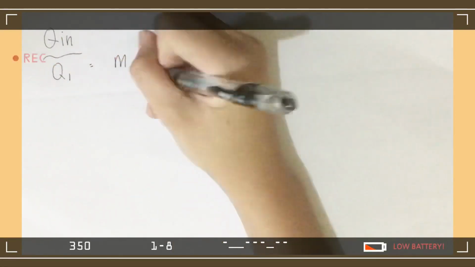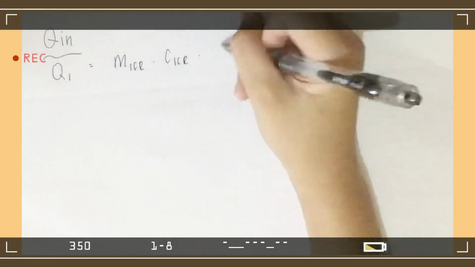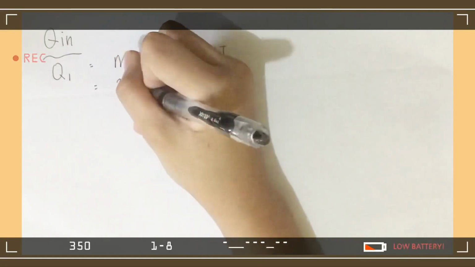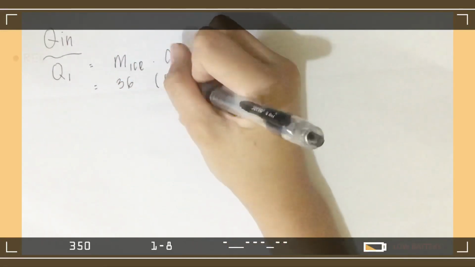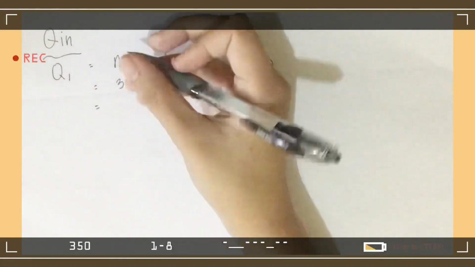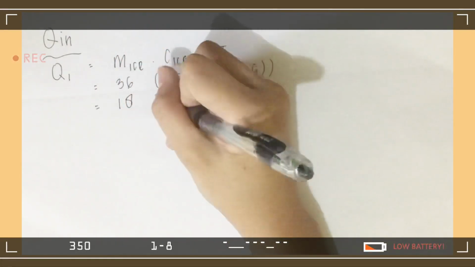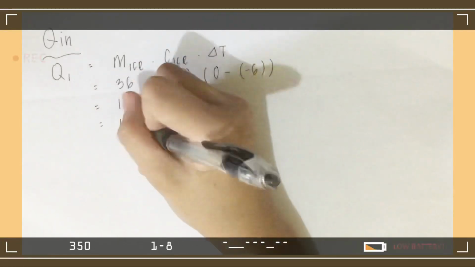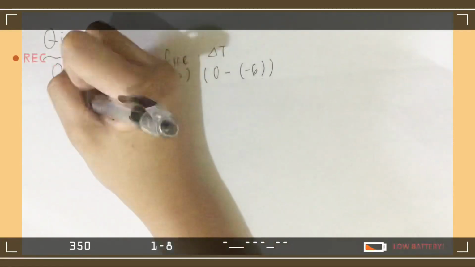Next, we need to search for the Q receive. So we need to search for the Q1, which is mass times specific heat of ice times delta T, and we put the numbers and the final answer is 108 calorie.